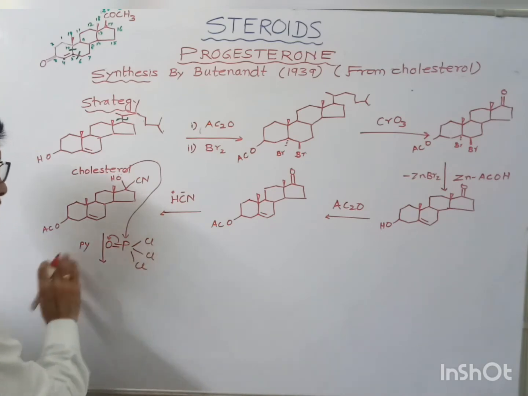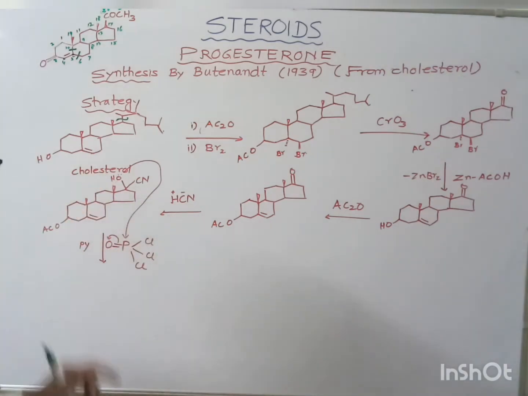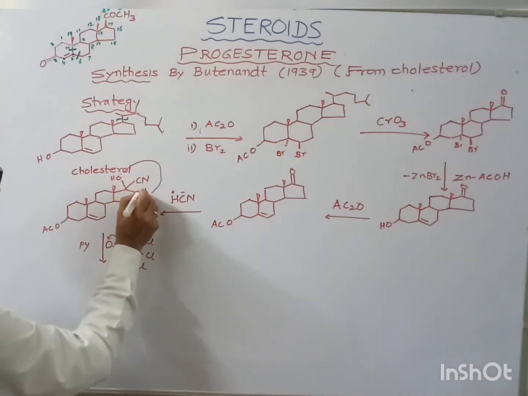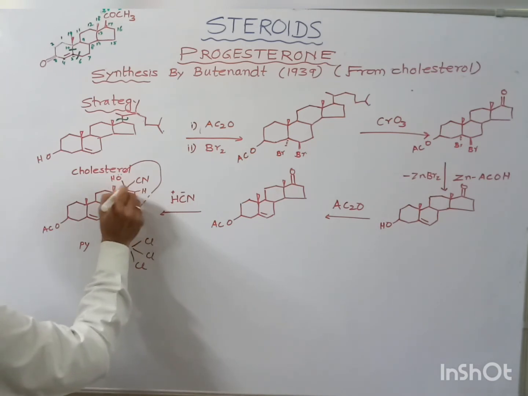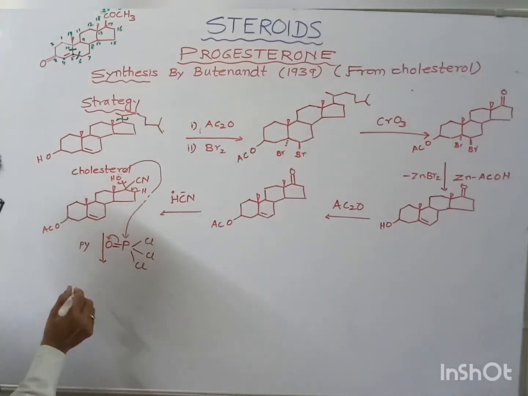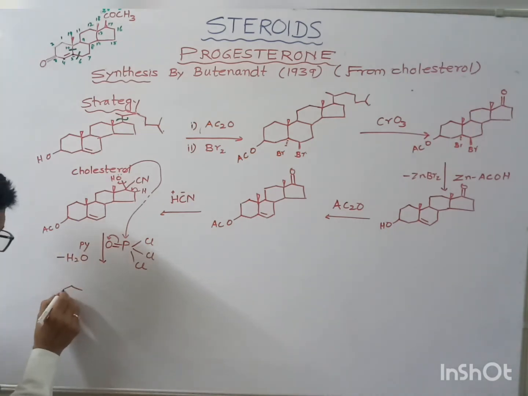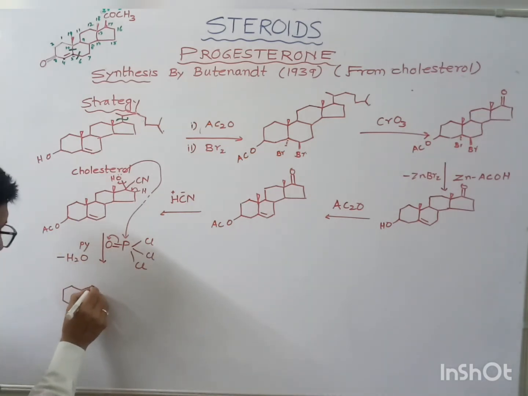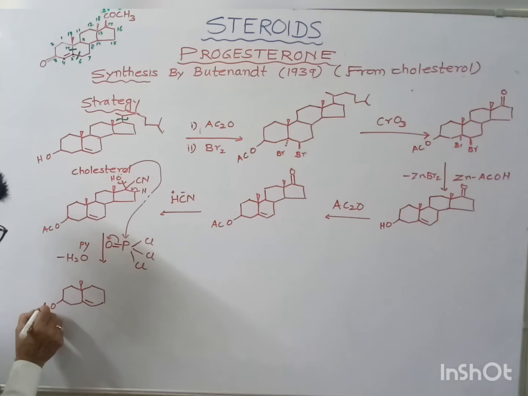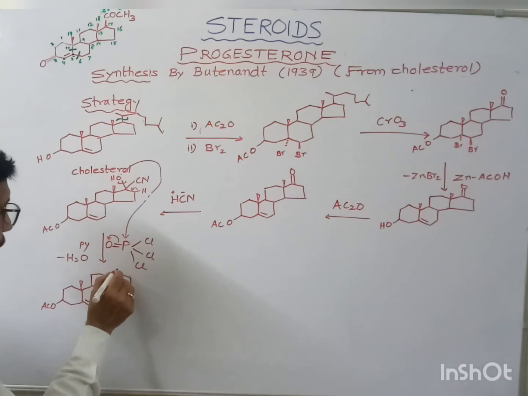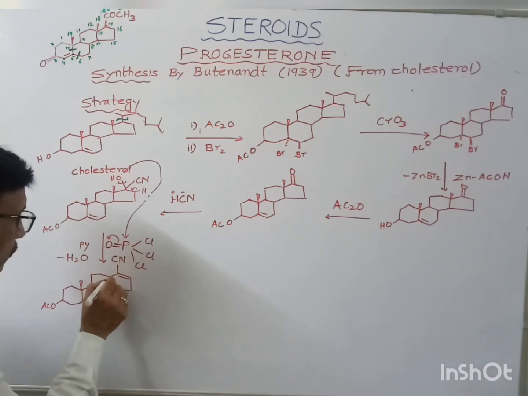And finally the Cl will leave, and pyridine will remove one of the H here. One hydrogen is present over here, and pyridine will remove this hydrogen also, and finally this will get removed. So the removal of H2O will occur in the presence of POCl3. Here we have OAC, the CN group, and one double bond over here.